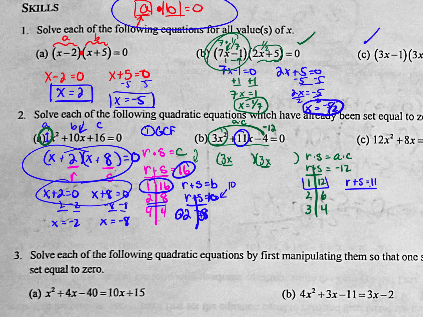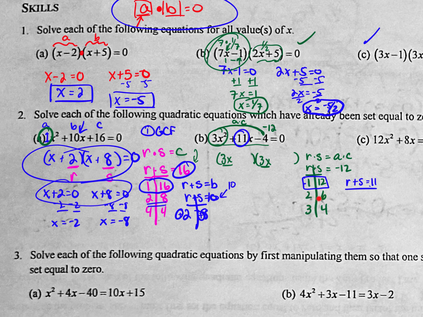So 1 and 12 could work if the 1 was negative. Okay, and that might be our answer there, because negative 1 plus 12 is 11. So that would work, and negative 1 times 12 is negative 12. So that's the pair we want.